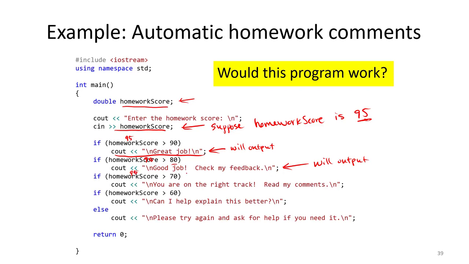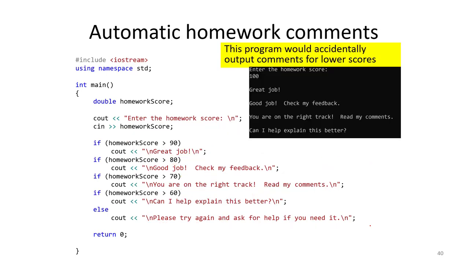And 95 is also greater than 70, so our third if statement will also be true. And even the last if statement will also be true if homework score is 95. The only thing that won't output is the last comment. So this isn't quite right. We don't want our user to get all the feedback if they get 100%. We only want the feedback to be given for the correct score.